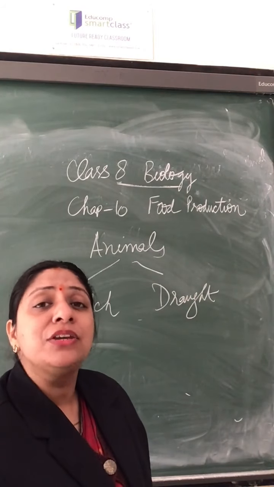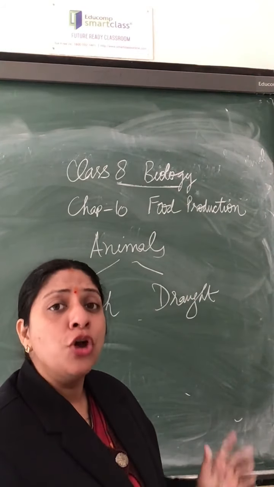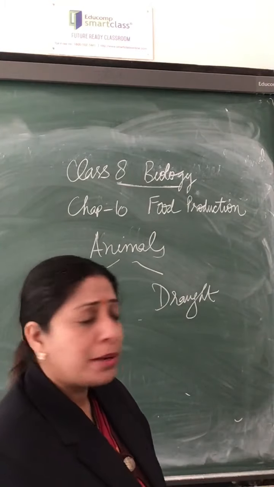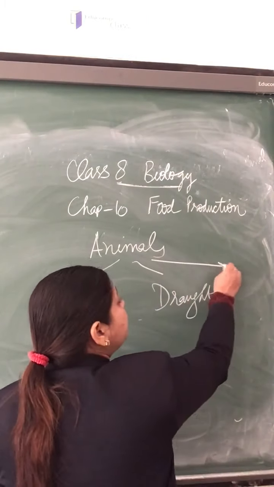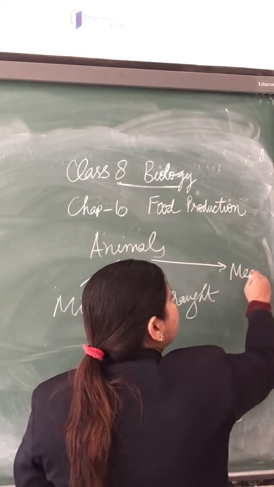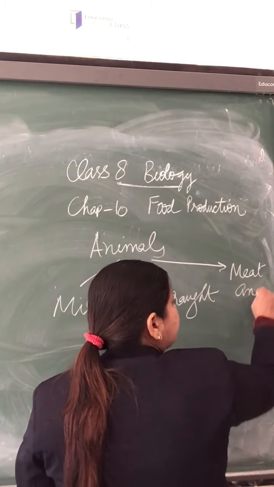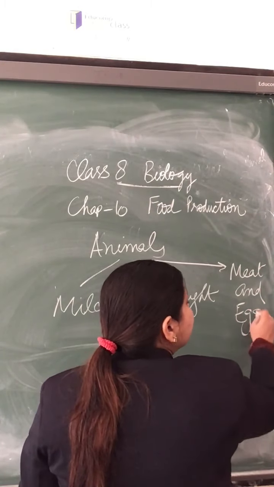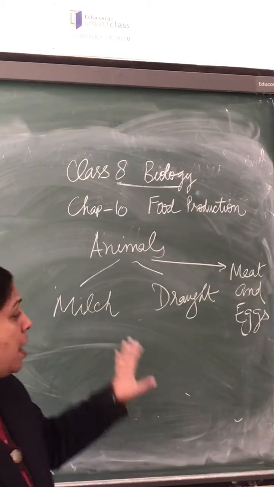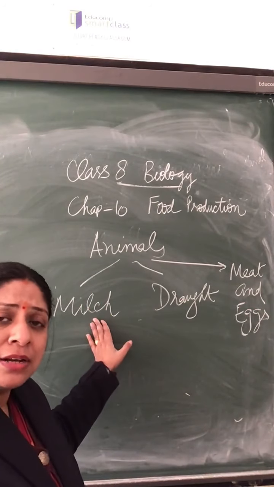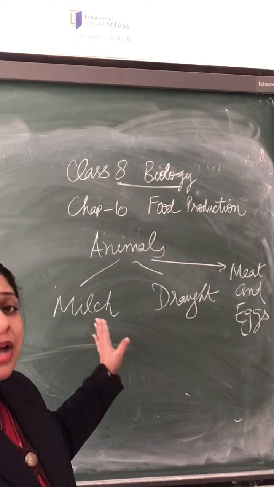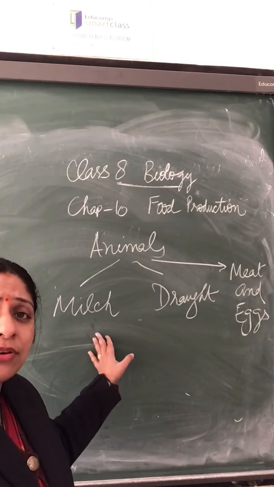You must have seen the horses and the donkeys on the roads who are lifting up a lot of load on their back. And the third thing is for obtaining meat and eggs. That means to be used as a food resource. Milch animals are giving us milk, like buffaloes, cows, and even goats.